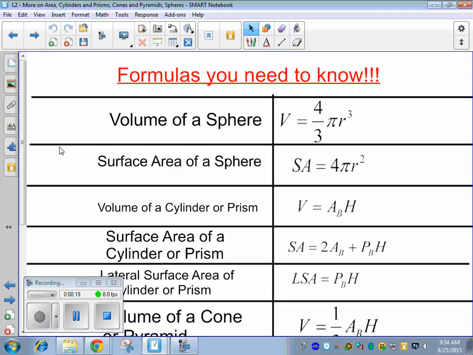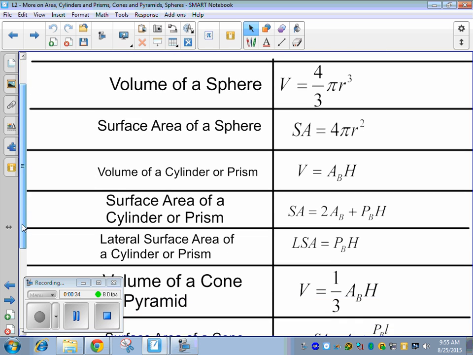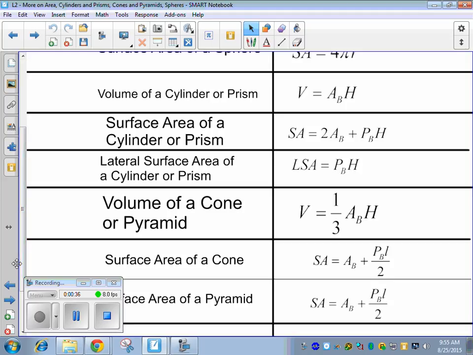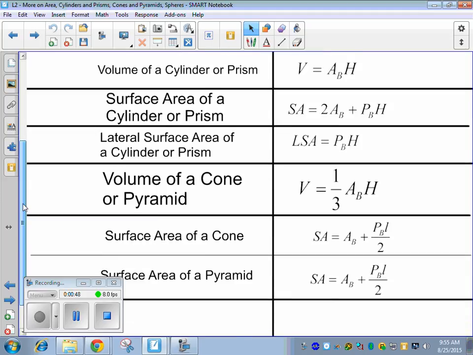So we have volume of a sphere, which is 4/3 pi r cubed. We have surface area of a sphere, which is 4 pi r squared. We have volume of a cylinder or a prism that you've known for a long time, just area of the base times the height. We have the surface area formula you're familiar with, and you probably remember the lateral surface area formula as well. Then we've got the volume of a cone, which is 1/3, or a pyramid, the area of the base times the height.